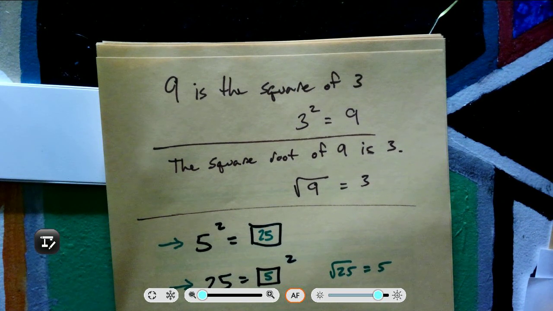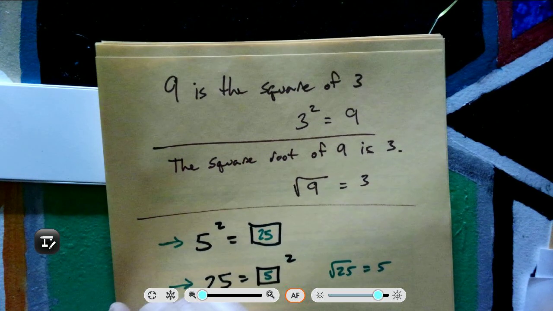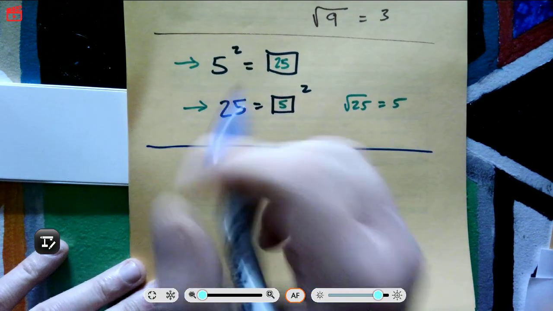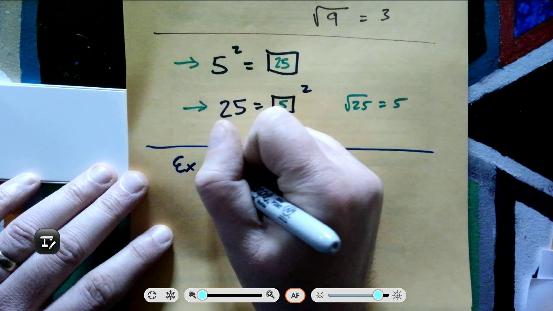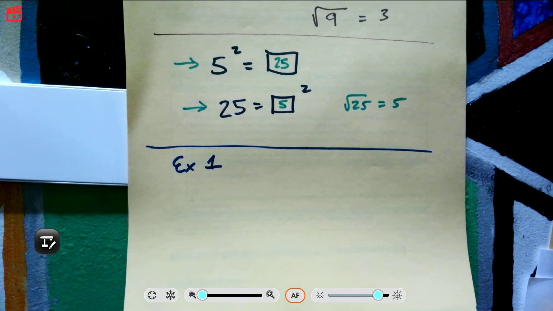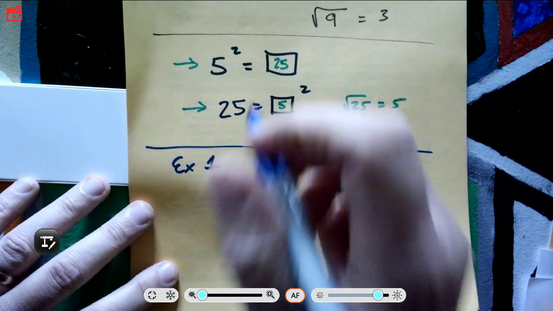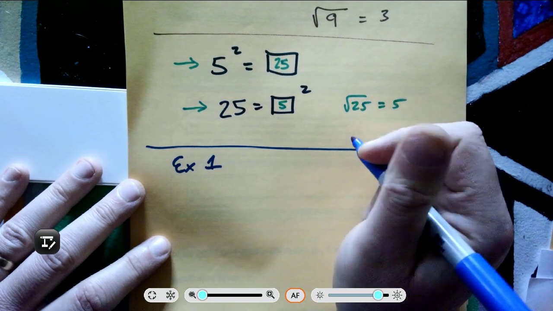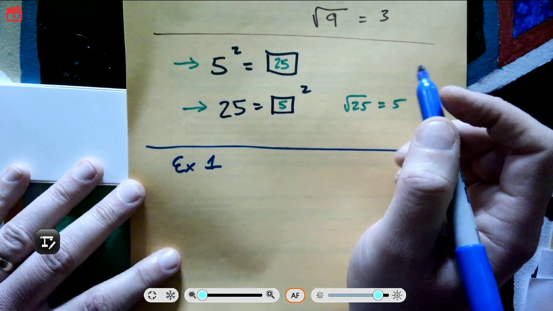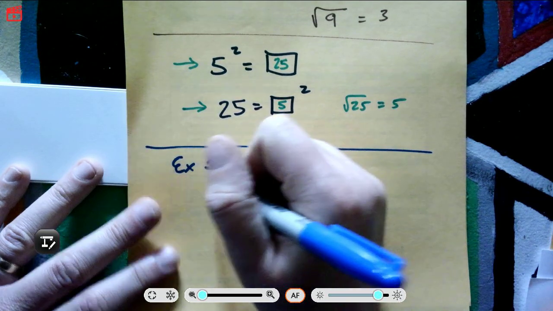So let's look at example 1. As you're going through, you want to write down definitions, vocabulary, and the examples. So you want to jot them down, copy them down, so when you start working on problem sets, you have the information you need.